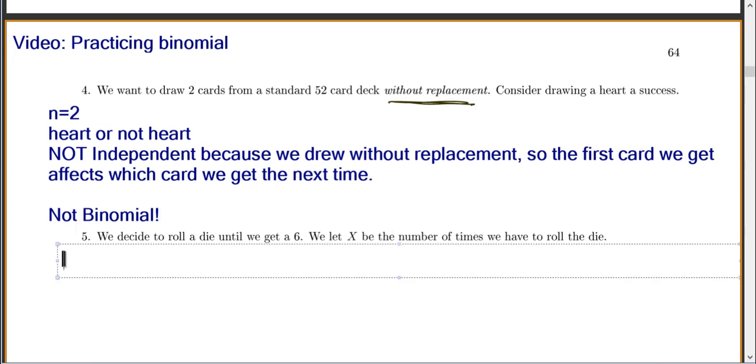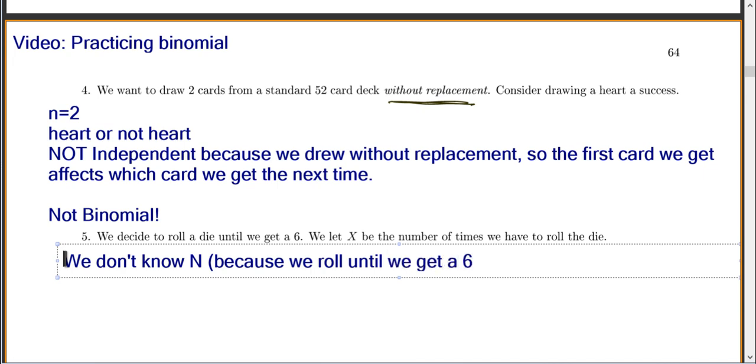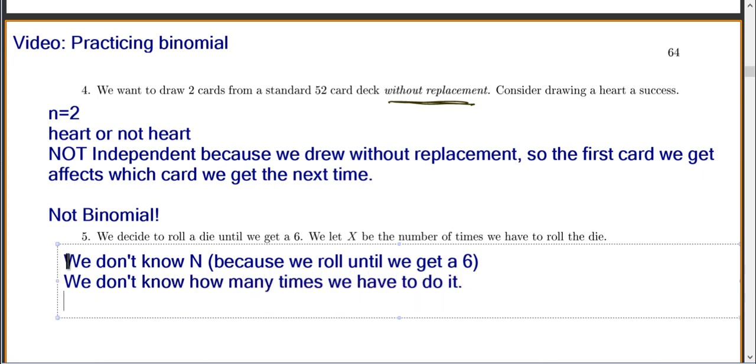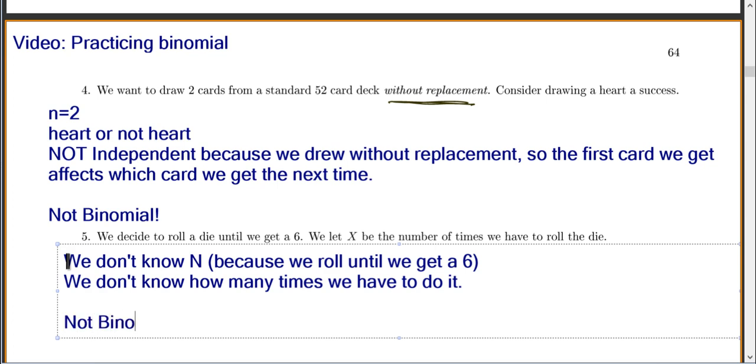Let's try our next one then. We decide to roll a die until we get a 6. We let x be the number of times we have to roll a die. So in this case, do you know how many times you're doing the experiment? No. We don't know n because we roll until we get a 6. We don't know how many times we're doing this, and so it is not binomial. This should be a little lowercase n to keep with all of our notation.